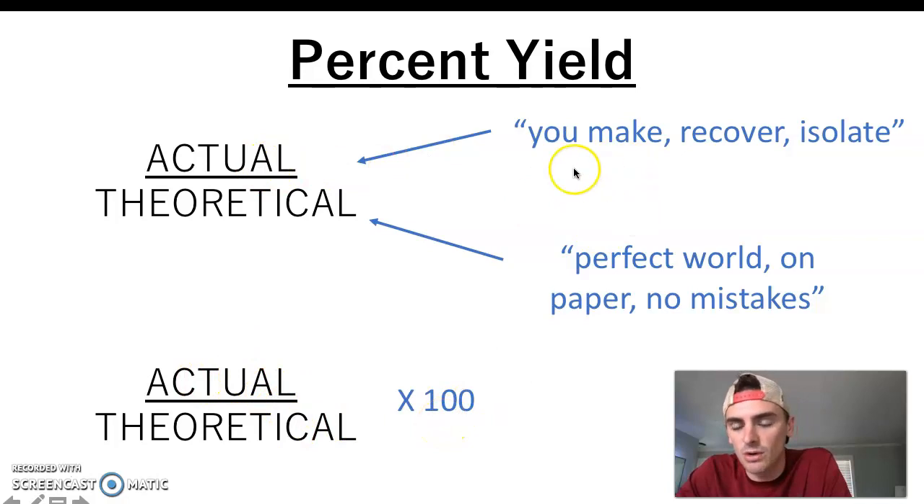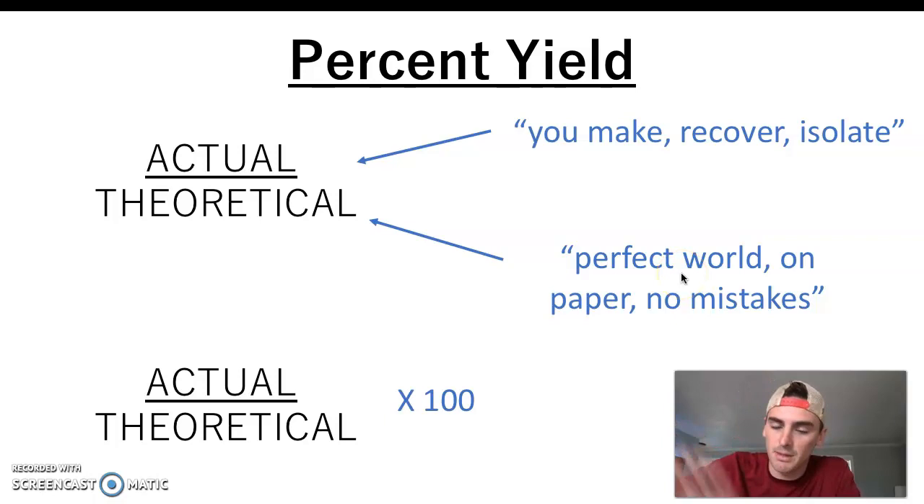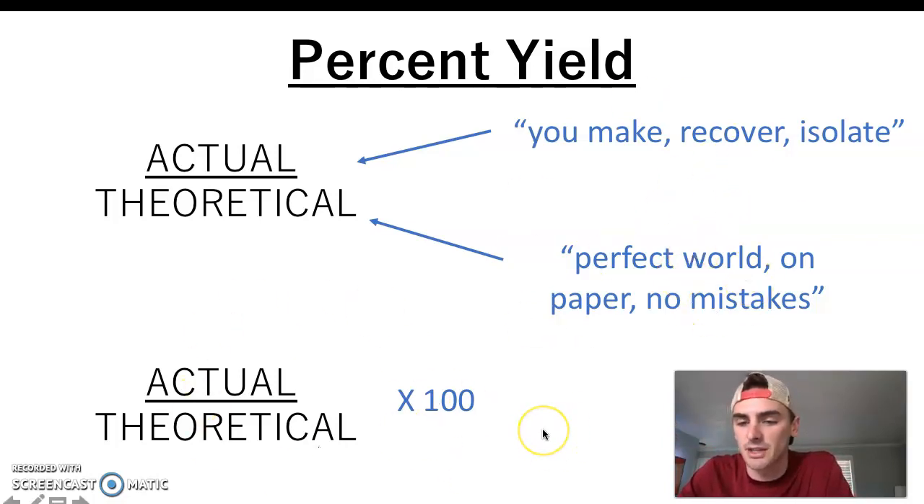So that actual, in the problems, it'll say that that's how much you make. A chemist recovered this much. You isolate 5 grams of copper. And then just don't forget, the theoretical is what you do on paper. That's in the perfect world, no mistakes. The answer that you get with your pretty little box around it is the theoretical yield. And that's how you'll calculate the percent yield of a problem.